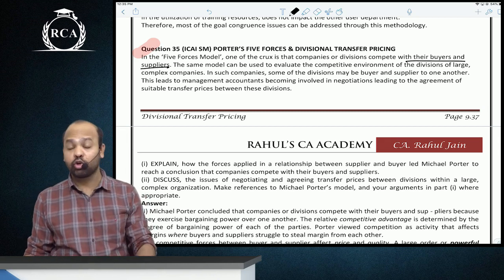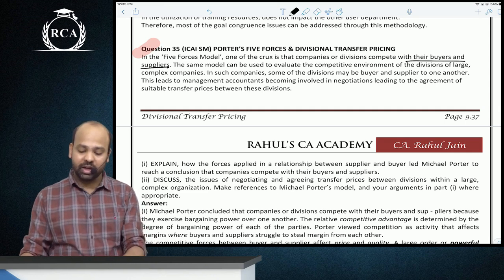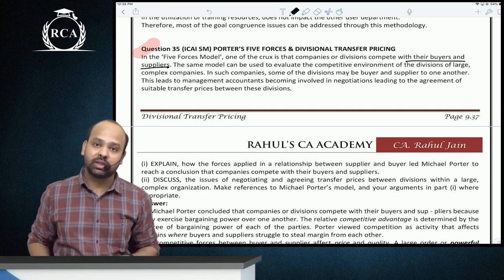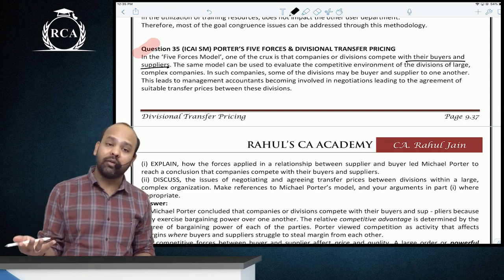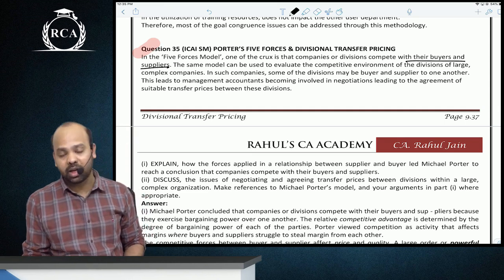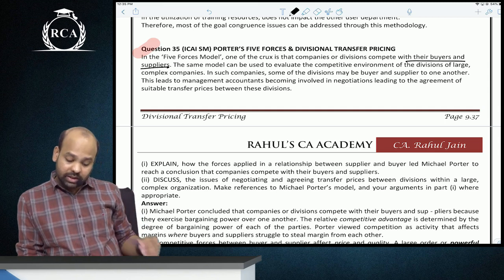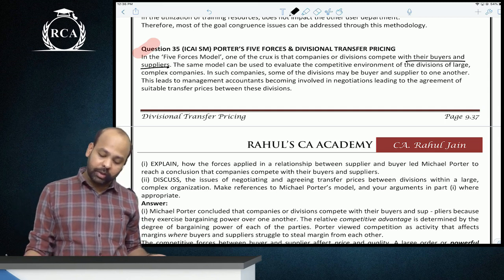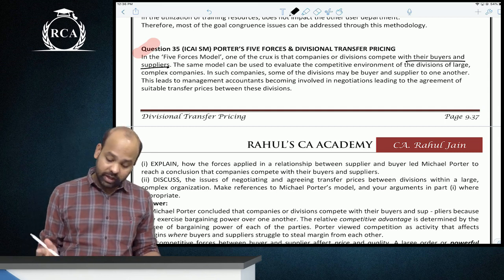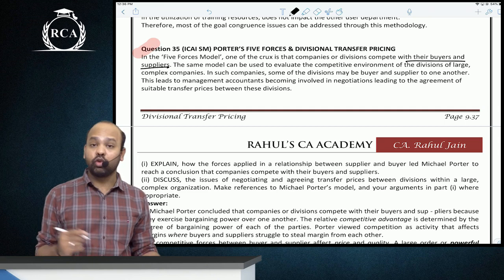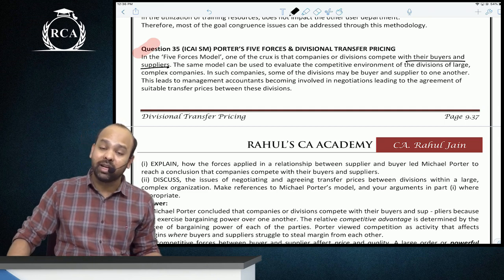We are not talking about all the 5 forces. So when they say, guys, competing with buyers or suppliers as such, they're only talking about whatever is the bargaining power of buyers and bargaining power of suppliers. The same model can be used to evaluate the competitive environment of the divisions of large, complex companies. It says, guys, the same model can be used to evaluate the competitiveness between divisions, guys.